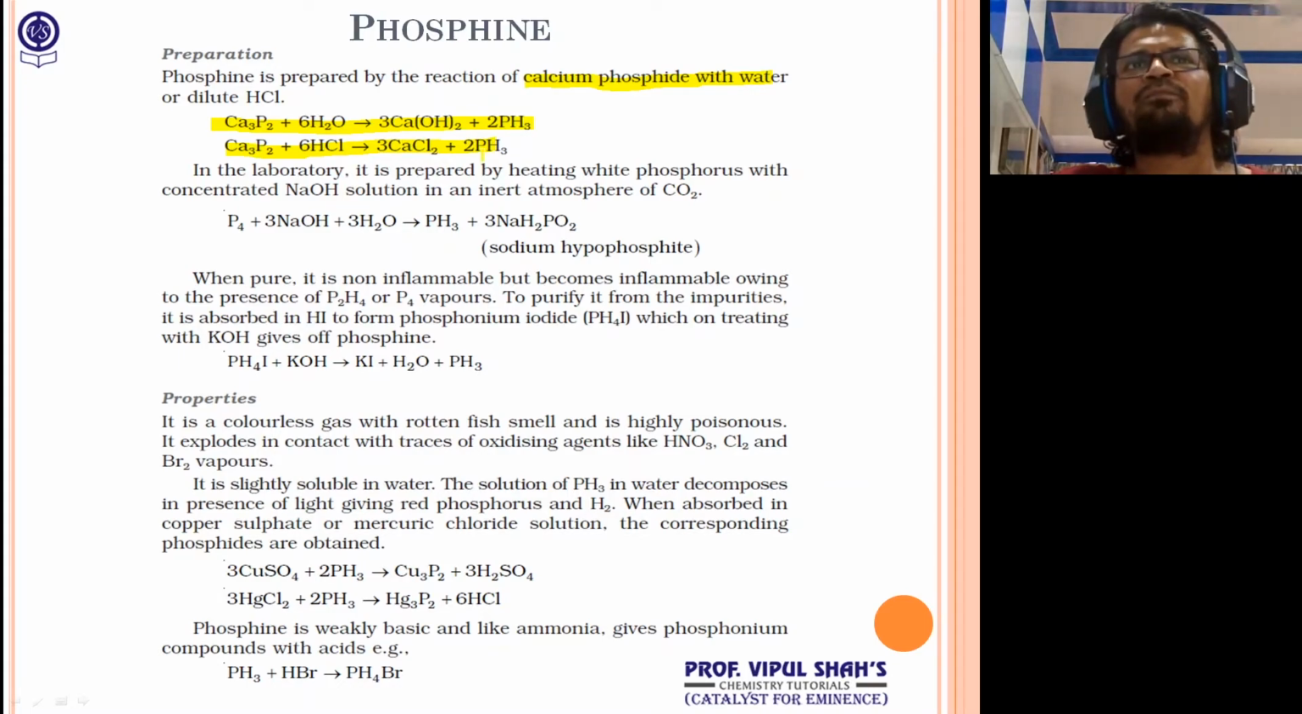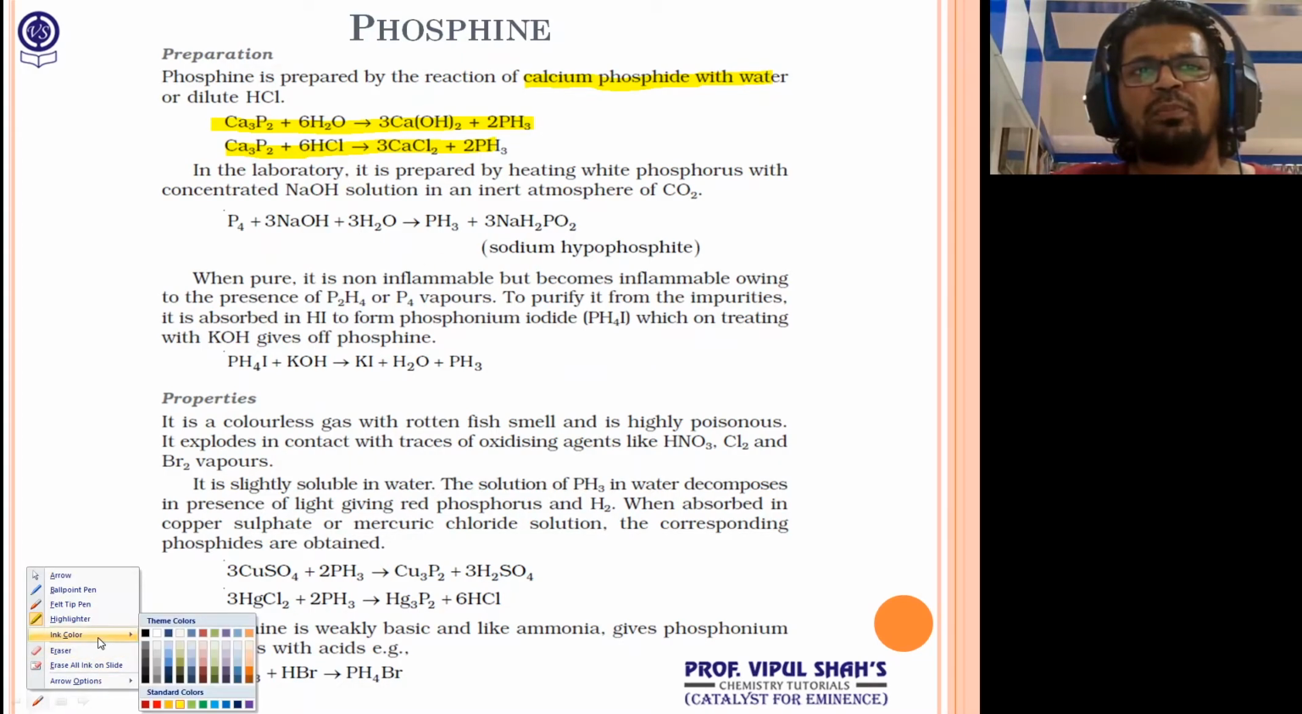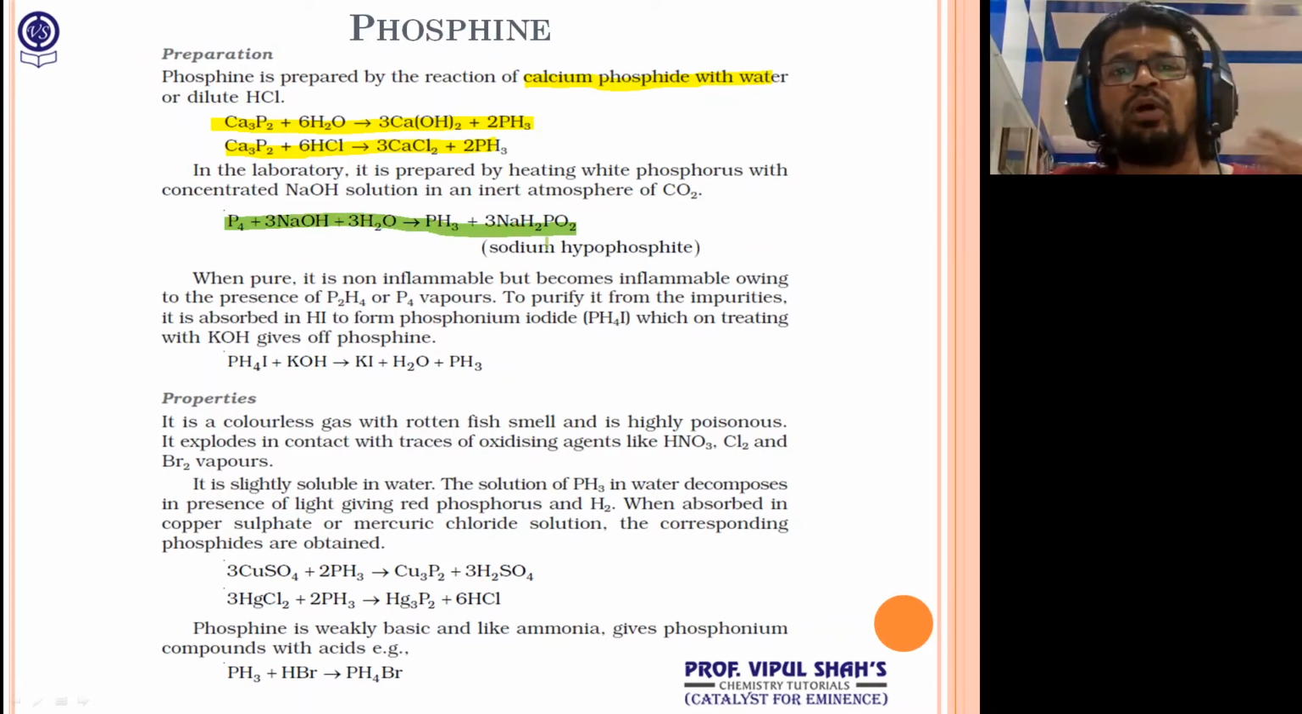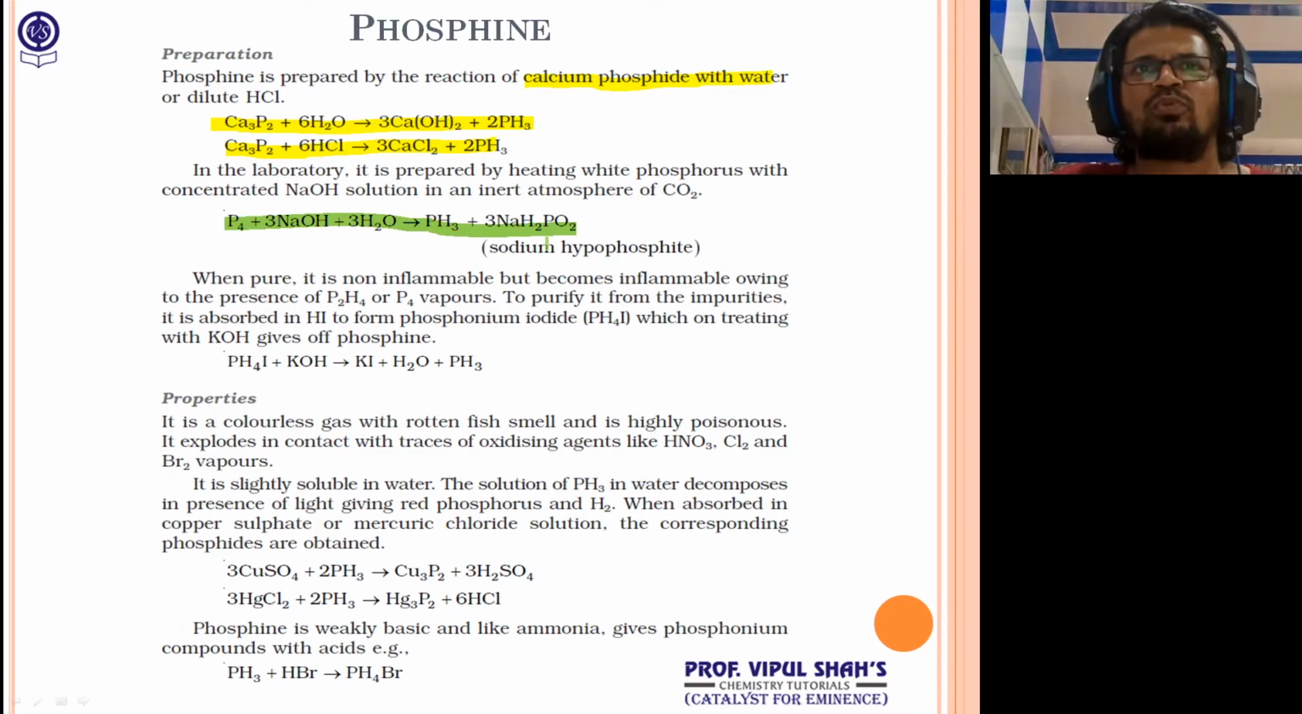That is one. Then second, phosphine, what we just saw on the previous page, the preparation part. In the preparation part, if you remember, we said phosphorus with NaOH and water gives phosphine plus sodium hypophosphite. I told you hypo means the lowest oxidation state, where phosphorus is +1.